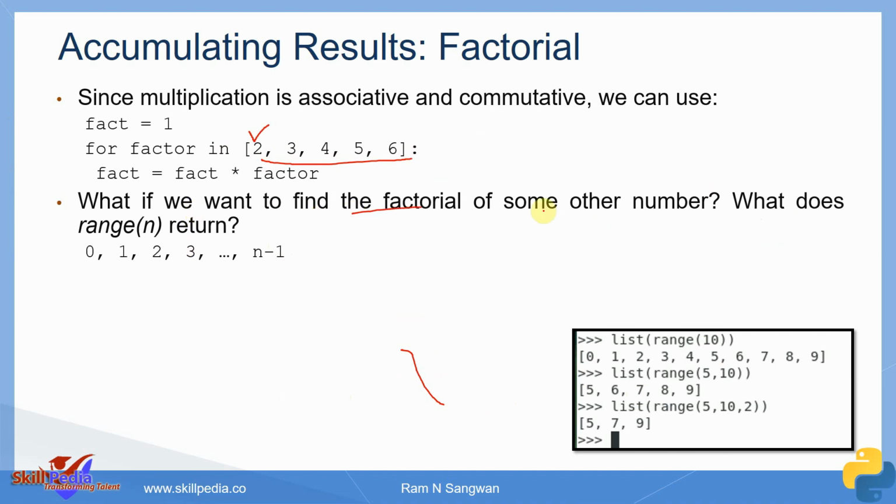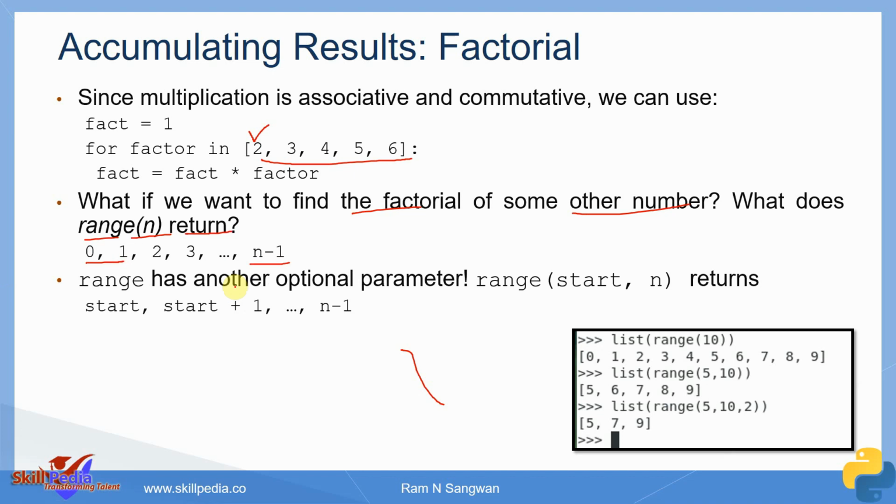What if we want to find the factorial of some other number? What does range n return? Range n will give you values 0 to n minus 1. But we can't start with 0 because we can't multiply by 0. 0 is not possible for us. So range has another special parameter for that, that is the starting value. So start and n. That will return start value, start plus 1, start plus 2 up to n minus 1. But we want to reach n. So this will not solve our purpose.